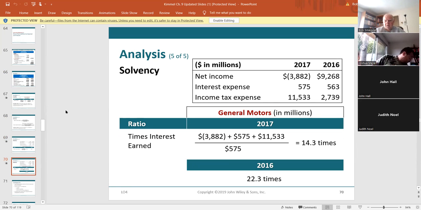Times interest earned. This one's a trickier one. We're going to take the net income, which in this case happens to be a negative number because they lost money. But you're going to take the net income plus the interest expense, plus the income tax expense, and divide it by the interest expense. So this company is generating income beyond their interest, they're coming with a multiple of 22.3 times. I'm trying to think about the best way to explain this. What we're showing basically is what we're getting for our interest money. We're turning this over 14.3 times a year. If you divide 360 by 14, that would give you the number of days that they get their interest money back.